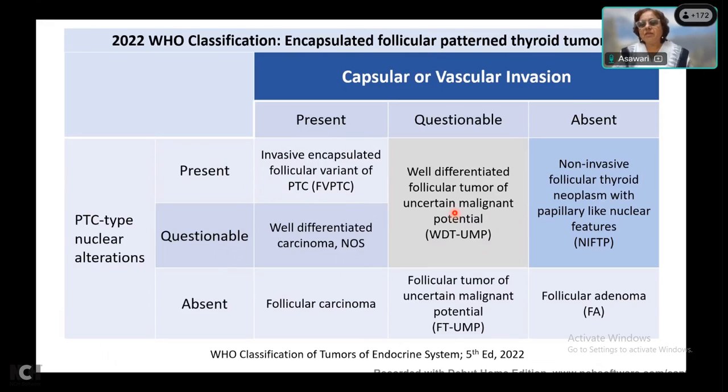So, just to have a quick recap, we are looking at capsular and vascular invasion plus papillary thyroid carcinoma like nuclear alteration, right? If both are absent, capsular and vascular invasion are absent, PTC-like nuclear features absent, this is called follicular adenoma. Is that clear to you? Yes. Now, when we have capsular or vascular invasion and PTC-like nuclear alteration, what is it?